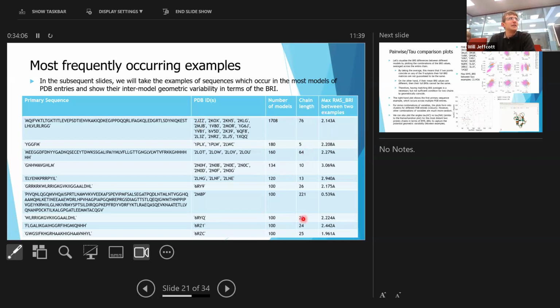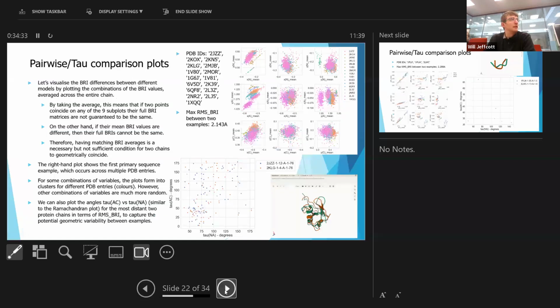We've got the chain length, and then something that I'll discuss in a bit more detail: the max RMS BRI between two of the examples. In the top case, we consider all 1,700 models, and we look at all the comparisons of RMS BRI, and this is basically the maximum value, the two most different proteins.